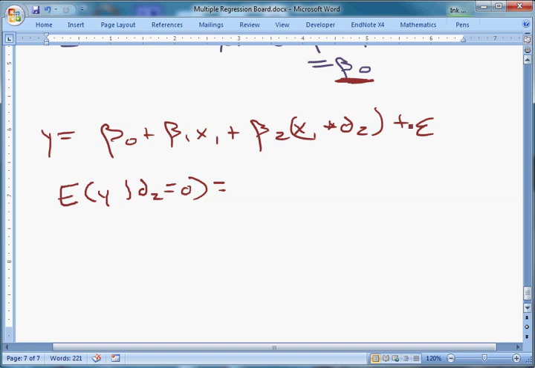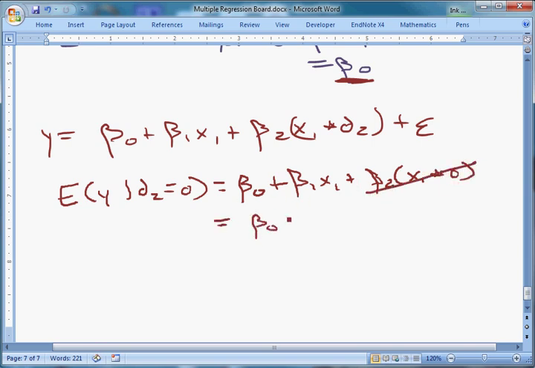Let's imagine that d2 is paying with a credit card, and we're looking at people who don't pay with a credit card. Well, now we have beta 0 plus beta 1 x1 plus beta 2 times x1 times 0, which cancels out. So there we just have beta 0 plus beta 1 x1, which says that the relationship between y, the expected value of y given d2 equals 0, and x1 is just beta 1. It's just given by that coefficient, that population parameter.